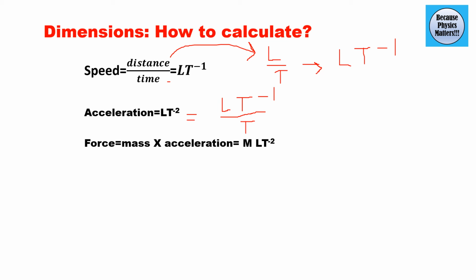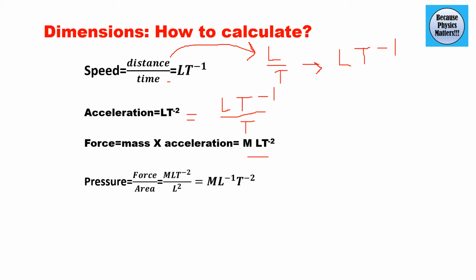Similarly, if I'm talking about force, force is equal to mass into acceleration according to the law F is equal to ma, which is a very popular rule. For mass I can write M, and for acceleration, as discussed above, I can write LT minus 2. So the dimension of force will be MLT minus 2. So this is simple.